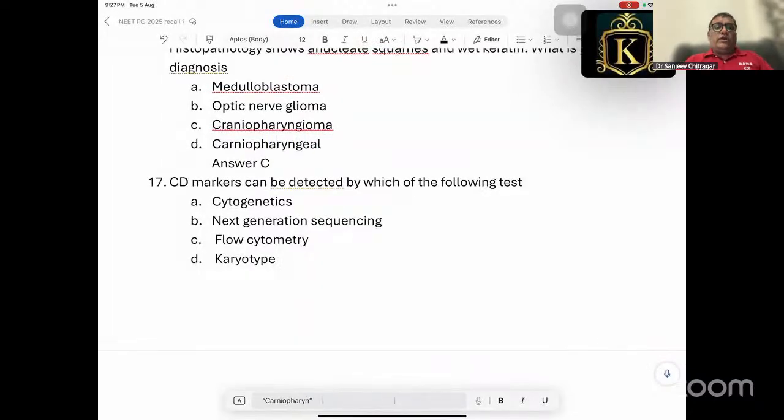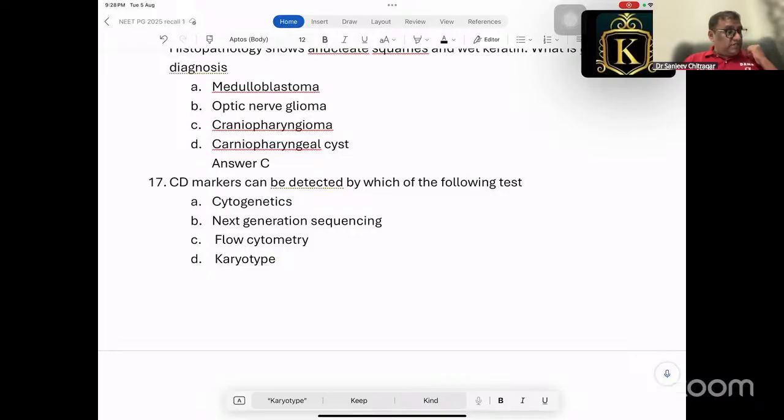Gross examination of this craniopharyngioma will show motor oil appearance or machinery oil appearance because it will be very thick and greasy. So we call it motor oil appearance. It will be like the engine oil that we put in bikes and cars, right?